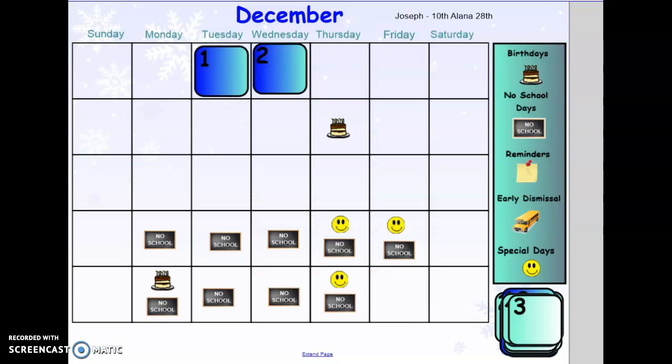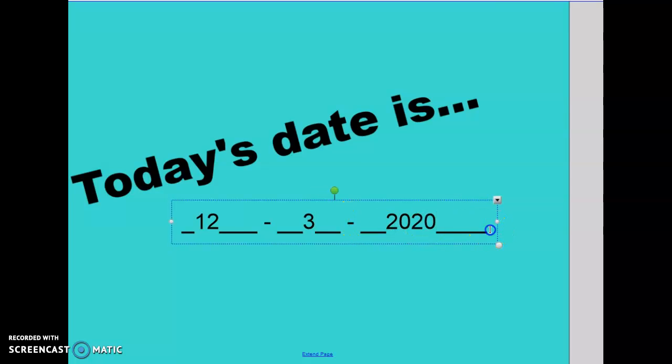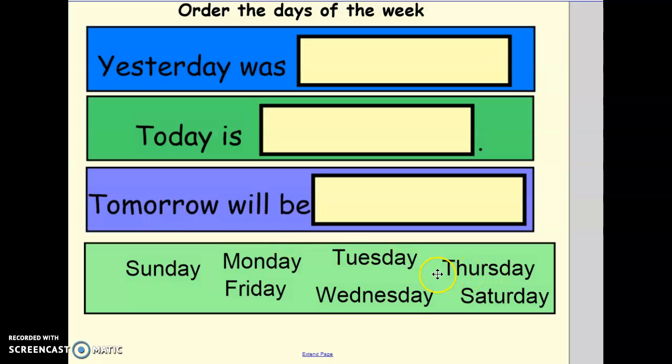Let's jump into calendar. The month is December. Yesterday was December 2nd. If yesterday was the 2nd, then today is December 3rd. Let's fill in our date. 12/3 for December 3rd, 2020. December 3rd, 2020.